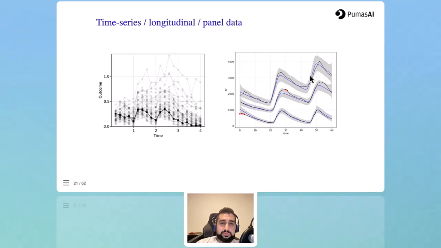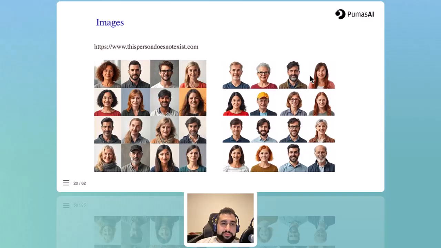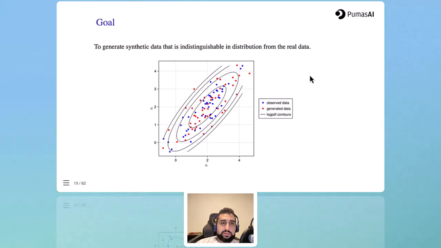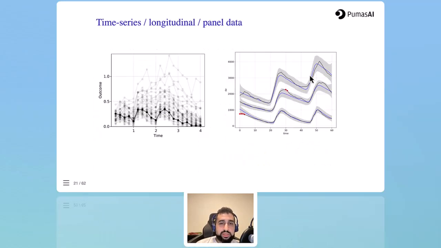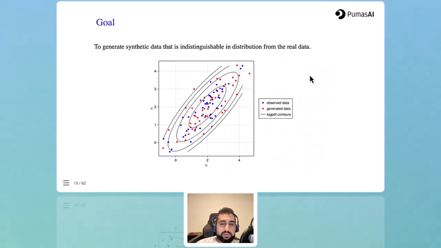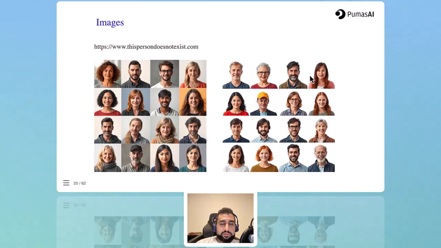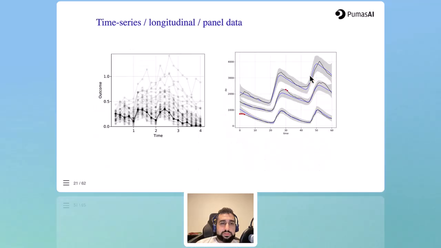But that's, conceptually, the goal of a visual predictive check, and that's generally the goal of generative models: to learn the distribution of data, and then hopefully simulate from that model so that you can generate data that looks like the real data. And that applies across points in the Euclidean space, across images with many pixels, or across time series data and longitudinal data.